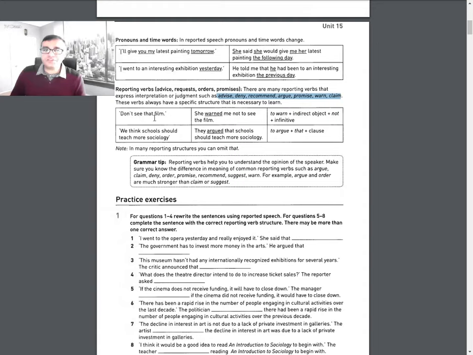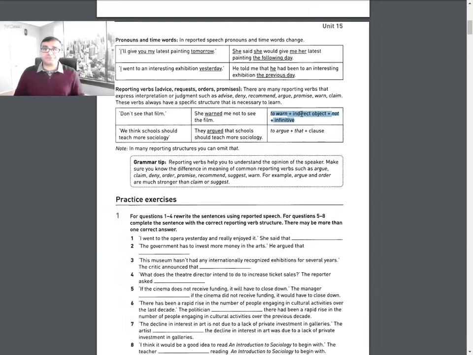"Don't see that film" is actually a direct structure. Don't see that film. But when I'm reporting it, she warned me not to see that film. I'm reporting it myself here. Okay, to warn: indirect object, not, infinitive. So we get reporting verb, indirect object, not, infinitive here.